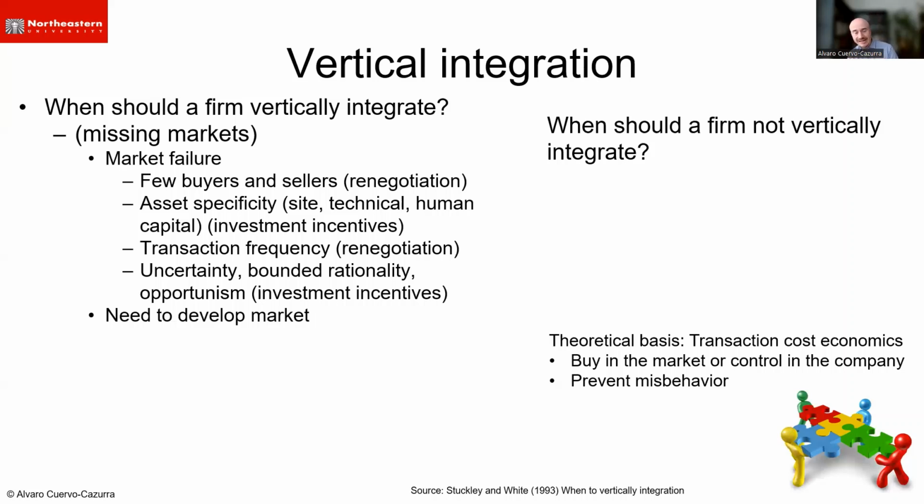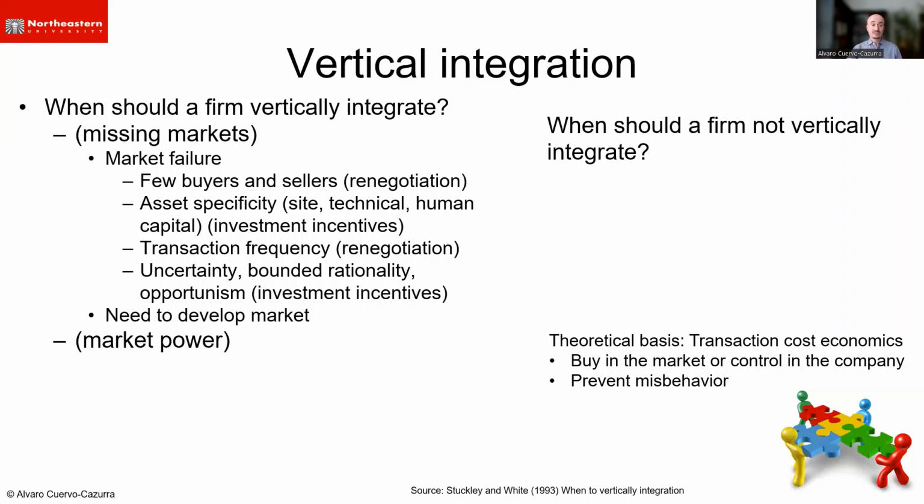If, on the other hand, the market is not that perfect because there are a few buyers and sellers, you have to invest in assets that are specific to a particular relation, and there is going to be continuous transaction frequency, and there is uncertainty and a potential for opportunism. Maybe the idea is to try to control those different segments of the value chain. Or in some cases, there is no supplier you can rely on, so you have to develop the market and you have to create it yourself.